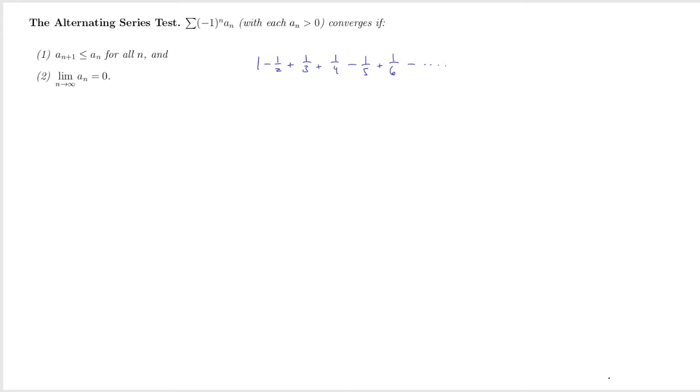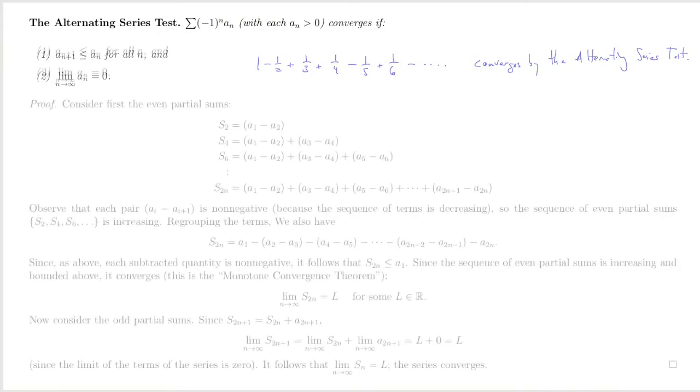Well, the terms are decreasing. A third is less than a half, a fourth is less than a third, a fifth is less than a fourth, etc. That goes on forever. And the terms are certainly going to 0. As n goes to infinity, 1 over n goes to 0. And that's enough to tell us that the alternating harmonic series converges by the alternating series test. So a pretty powerful test.